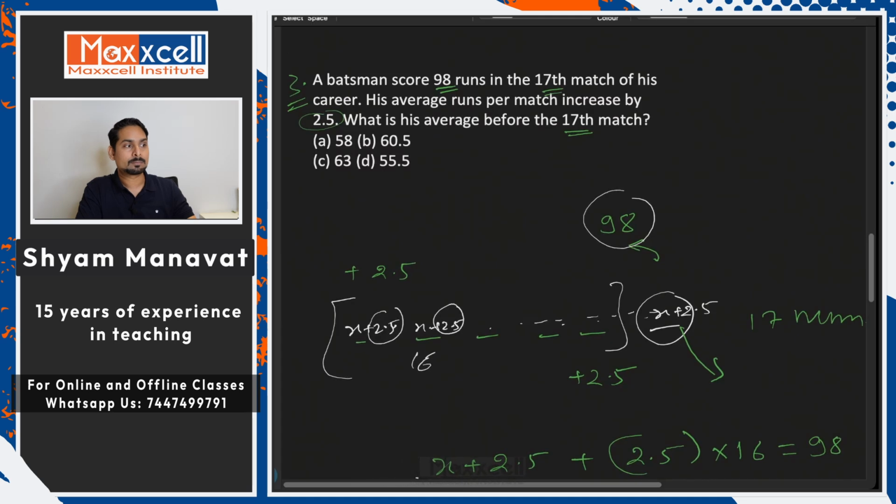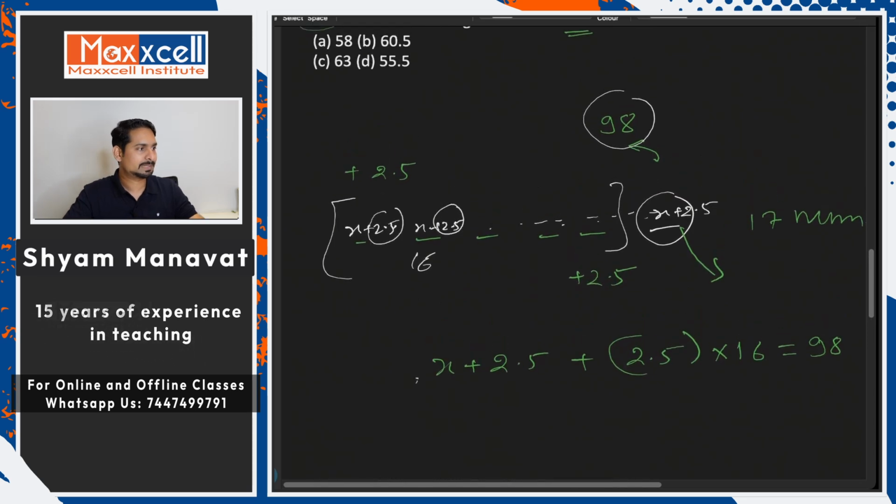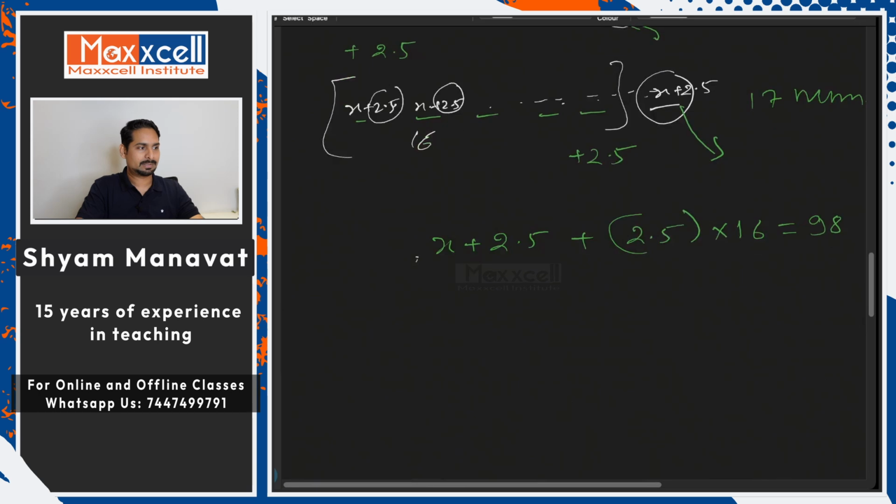Read this question again. 98 is entered in the 17th match, then the average increased by 2.5. Whatever was the average increased by 2.5. I am assuming equal distribution. I am taking the case of equal distribution. So now if you simply calculate this, you get the answer.